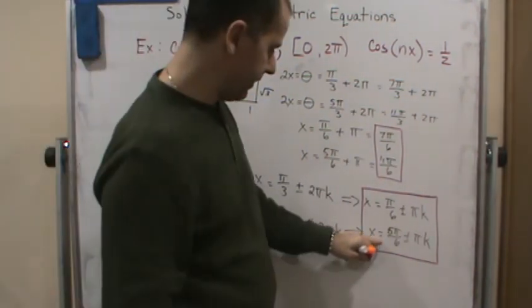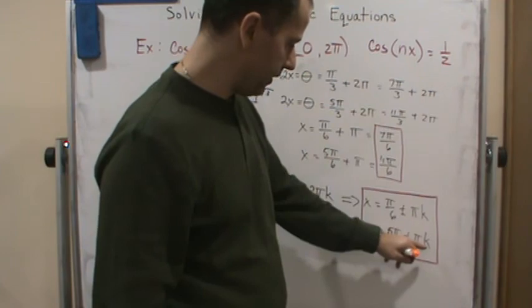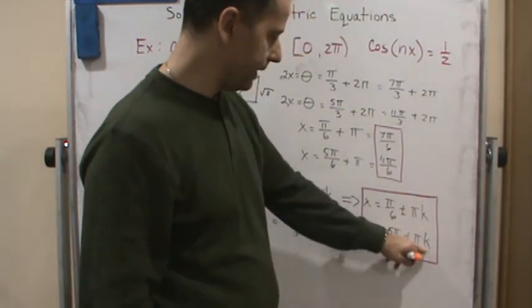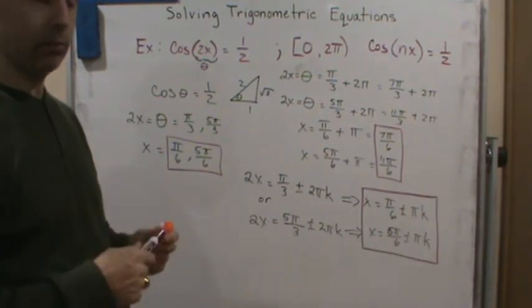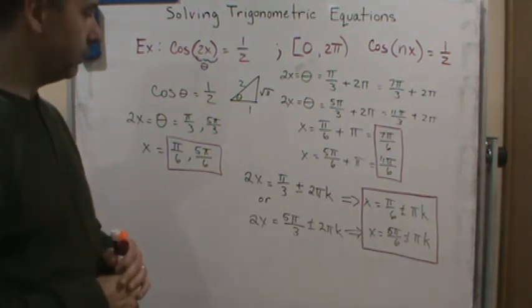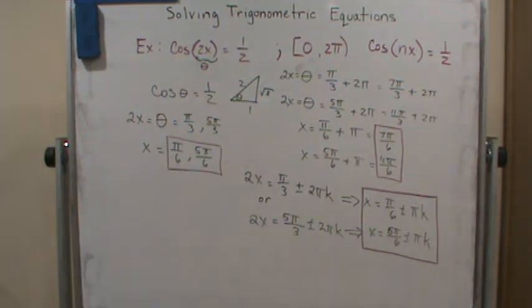You're going to find your first 2 solutions, and then you're going to work your way up to k equal to n minus 1. And that's it. Those are the solutions for this particular problem.